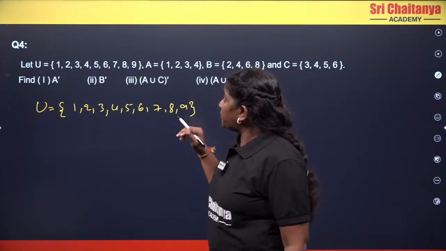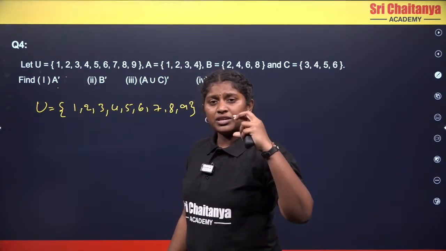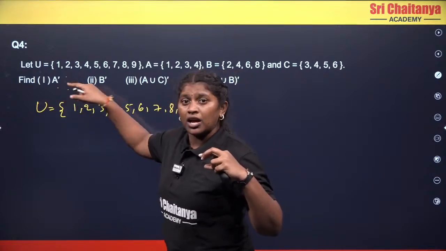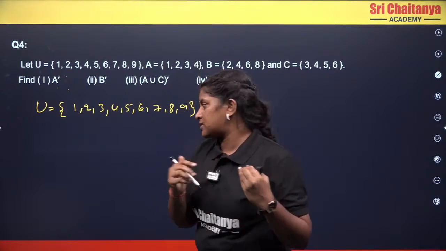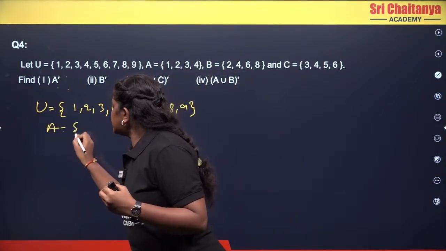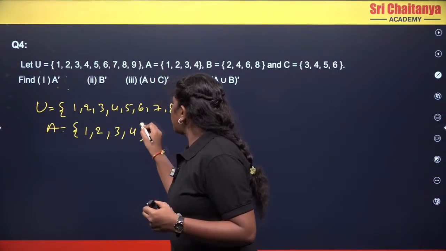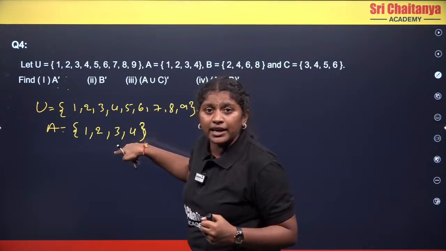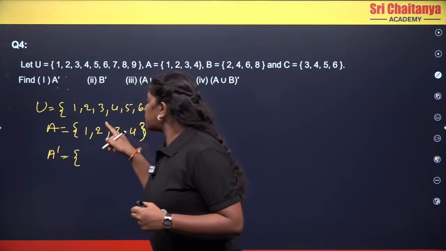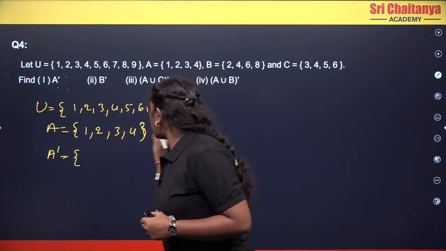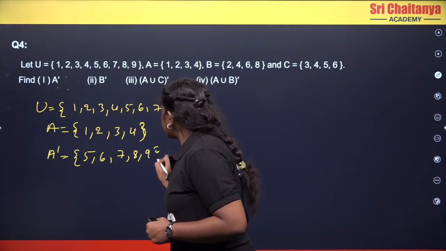Okay. And now they are asking for the A complement. So from the universal set, which set do we have to remove in order to get the A complement? We are going to remove the set A from the universal set. Now the set A is given by 1, 2, 3 and 4. If we remove the elements of the set A from the universal set, then we will get the complement of the set. So I am removing 1, 2, 3, 4. So A complement will become 5, 6, 7, 8 and 9.